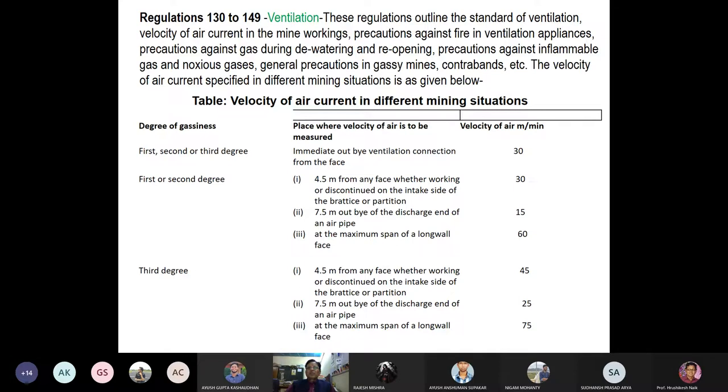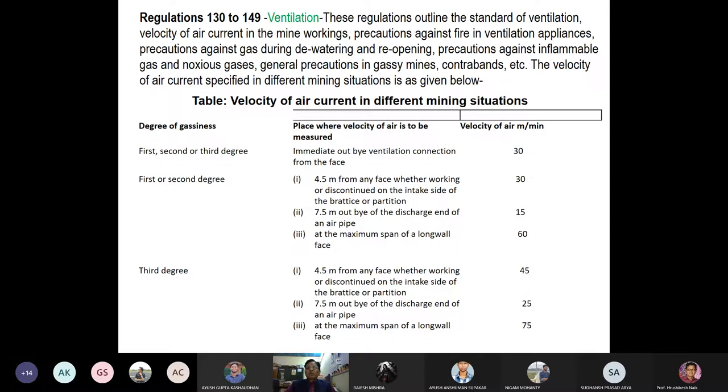At the maximum span of a longwall face, the velocity of air is 60 meters per minute. And if it is a gassy mine of the third degree of gassiness, then the velocity of air current is to be measured at 4.5 meters from any face, whether working or discontinued, on the intake side of the vertical partition, and the velocity of air current should be 45 meters per minute.